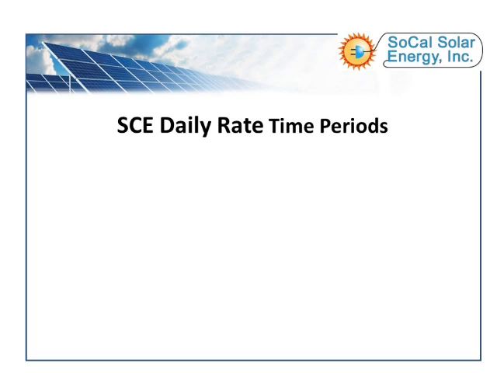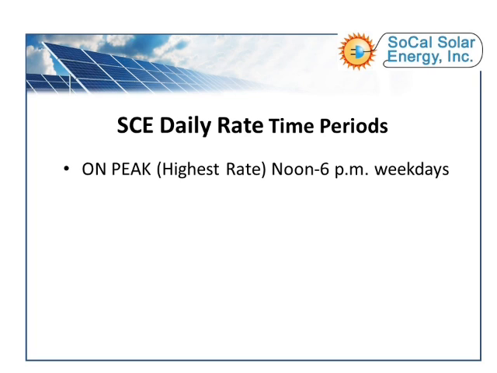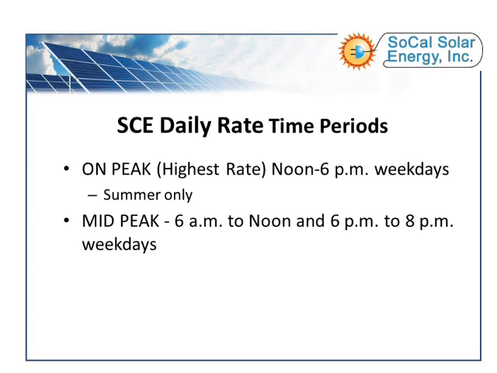Here are Southern California Edison's rate periods. The on-peak, which is the most expensive, is from noon to 6 p.m. weekdays except holidays. This on-peak rate applies only during the summer months. Mid-peak goes from 6 a.m. to noon and 6 p.m. to 8 p.m. weekdays for the summer and 6 a.m. to 8 p.m. during the winter.